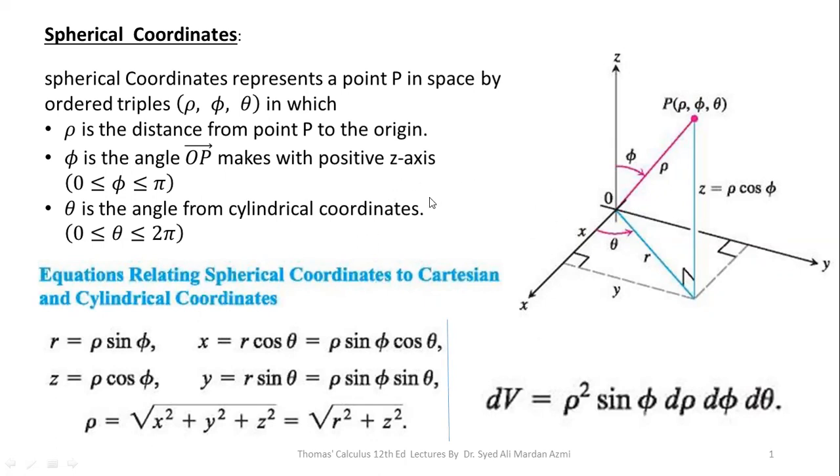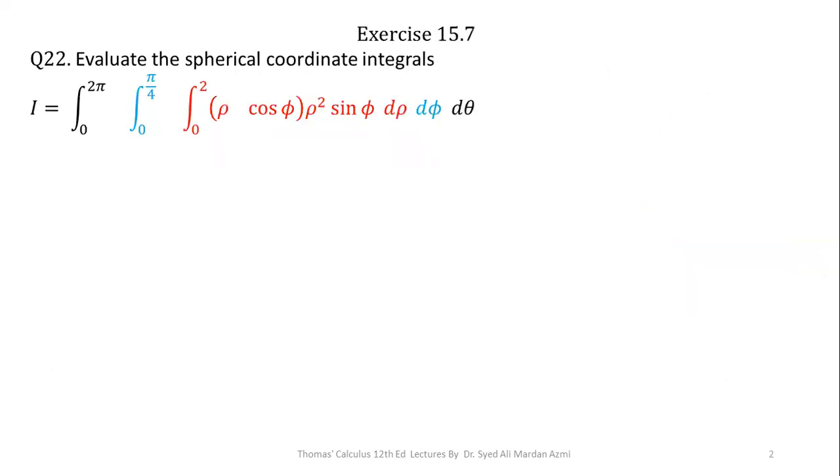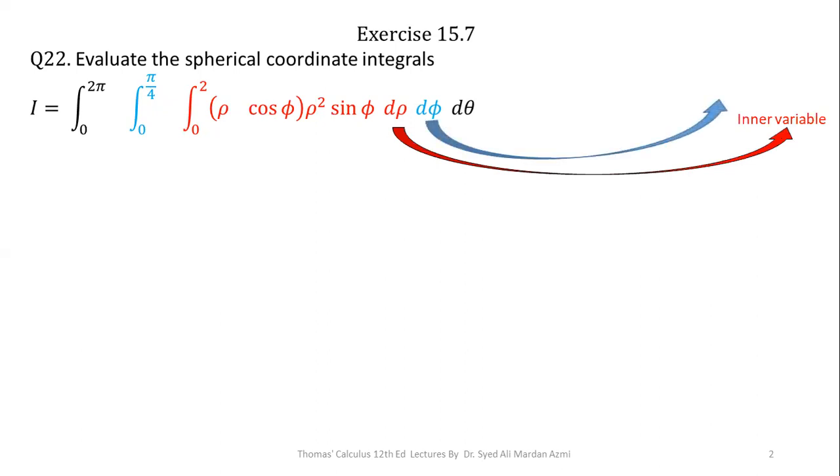So, after this brief introduction of spherical coordinates, I am moving towards question number 22, from exercise 15.7, Thomas Calculus, 12th edition book. The statement of question is, we have to evaluate the spherical integral. In this spherical integral, our most inner variable is rho, our central variable is phi, and our outer variable is theta. Please note that in spherical coordinate system, this order is fixed.